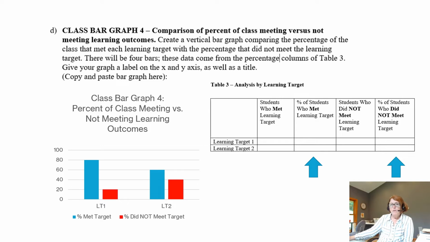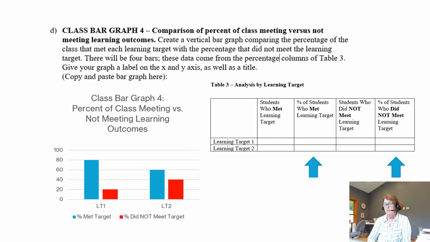Class bar graph 4 is a comparison of the percent of the class that met versus did not meet each learning outcome. So there are two learning outcomes. So what percent of the class met that learning outcome and what percent did not meet it? This comes from table 3. Again, I'm not going to give you the numbers, but if you look at the second column where the blue arrow is pointing and the last column where the blue arrow is pointing, you're going to see there are 4 cells there. Two for Learning Target 1 and two for Learning Target 2. And those are going to be represented by the blue and red bars.